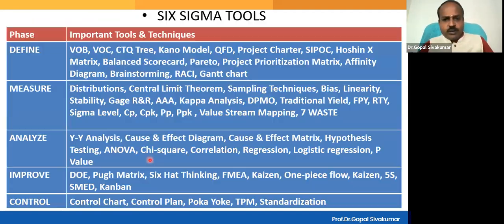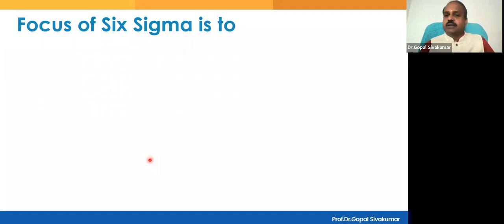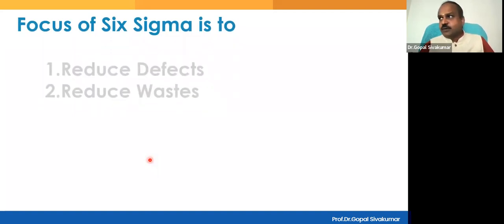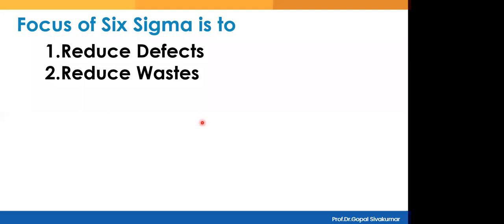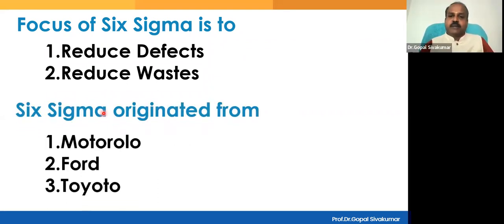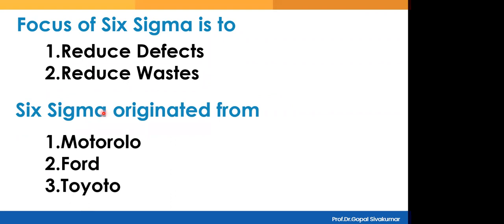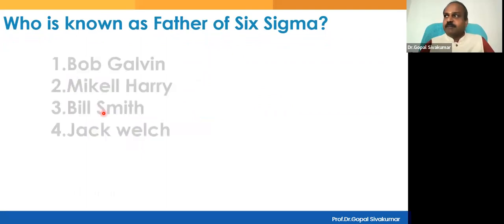Hope all of you have understood the session so far. Now let me check whether you have understood correctly. What is the focus of Six Sigma? Reduce defects. Very good. Six Sigma originated from which company? Motorola. Excellent. Who is known as the father of Six Sigma?